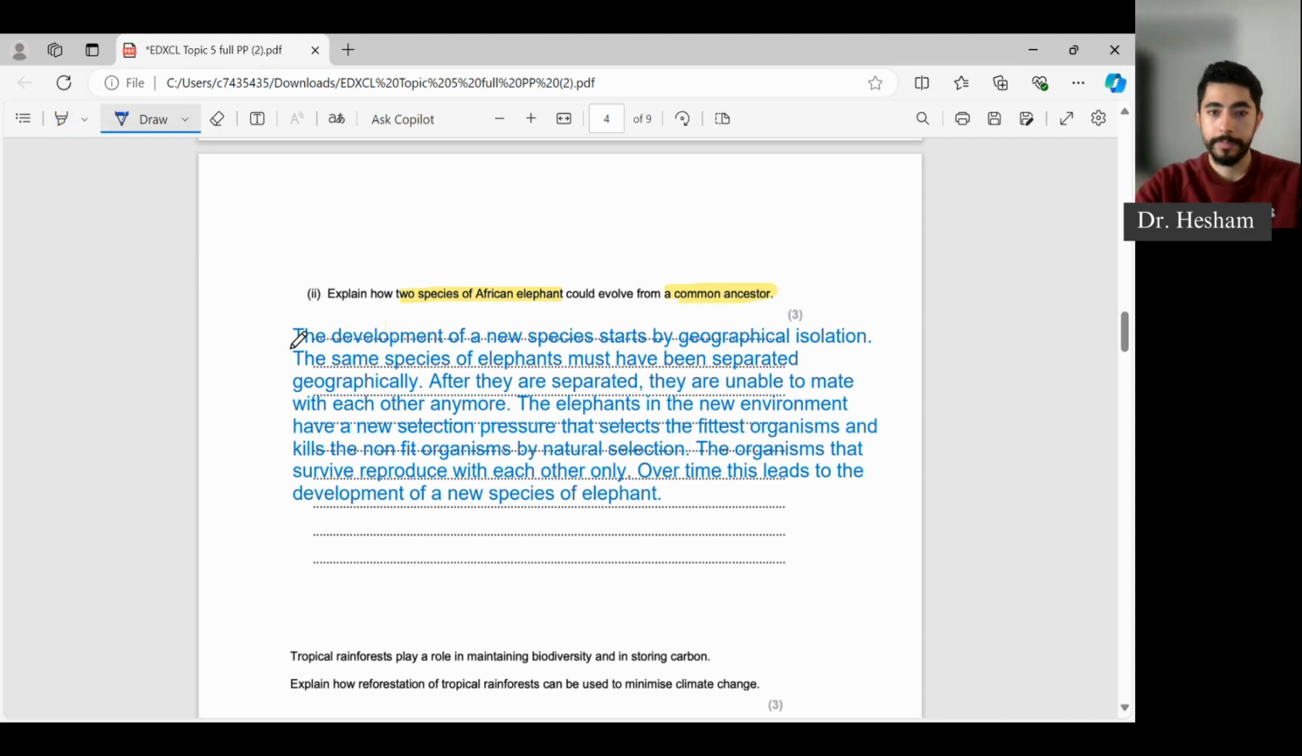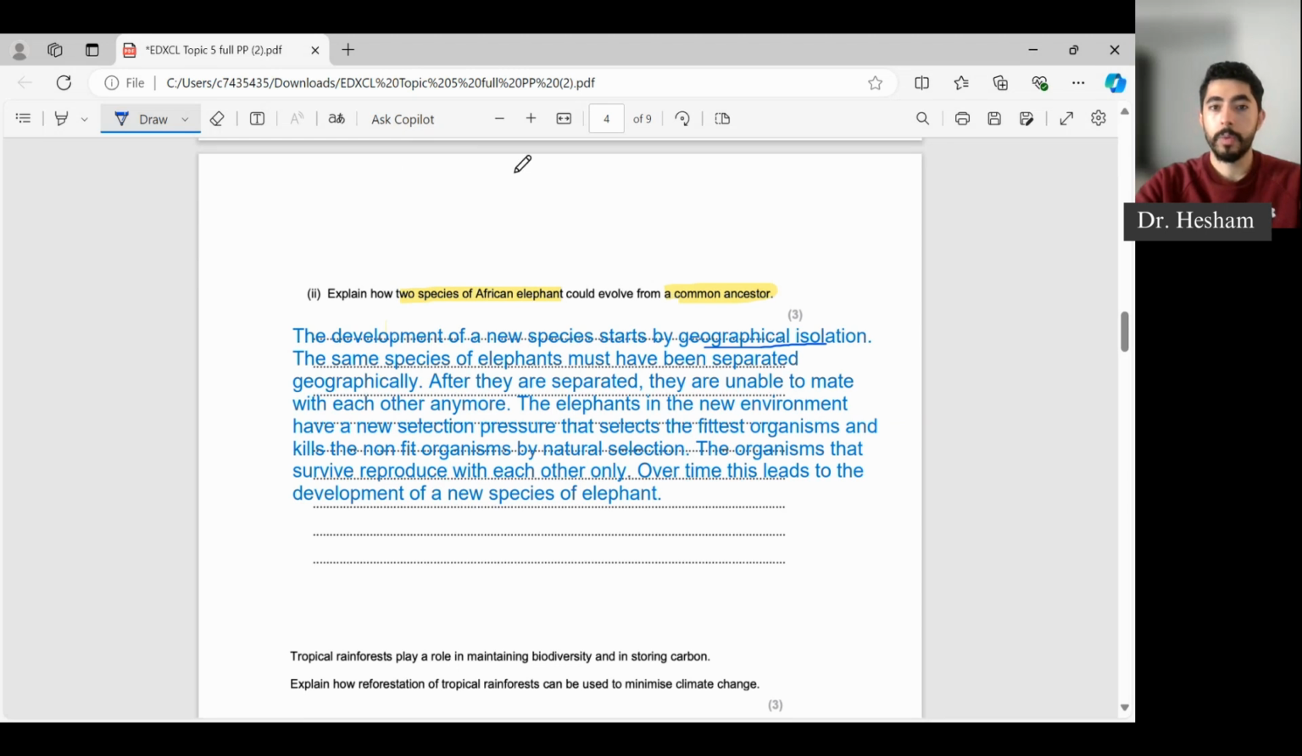So let's read the answer. The development of a new species starts by geographical isolation. So this is the beginning of the development of the two species. They should not be able to reproduce with each other.